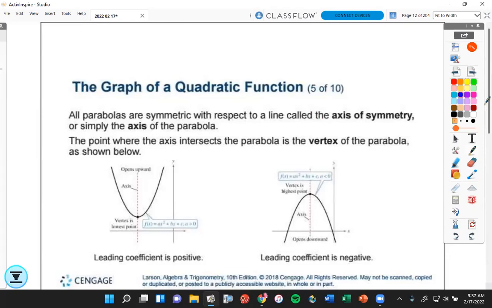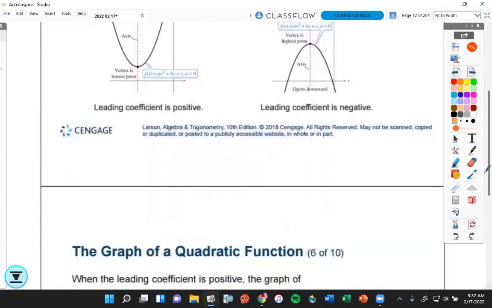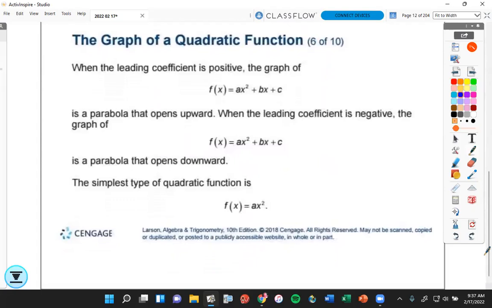And again, a lot of this, folks, should be reviewed. I just talked about this. When the leading coefficient is positive, the graph opens up. When the leading coefficient is negative, the graph opens down. The most simple type of quadratic is going to be simply ax squared. What is the parent quadratic function? The x squared, right? Y equals x squared, f of x equals x squared. You cannot get any simpler than that. Okay, a is going to change the direction of opening. Do you remember what else a will do?